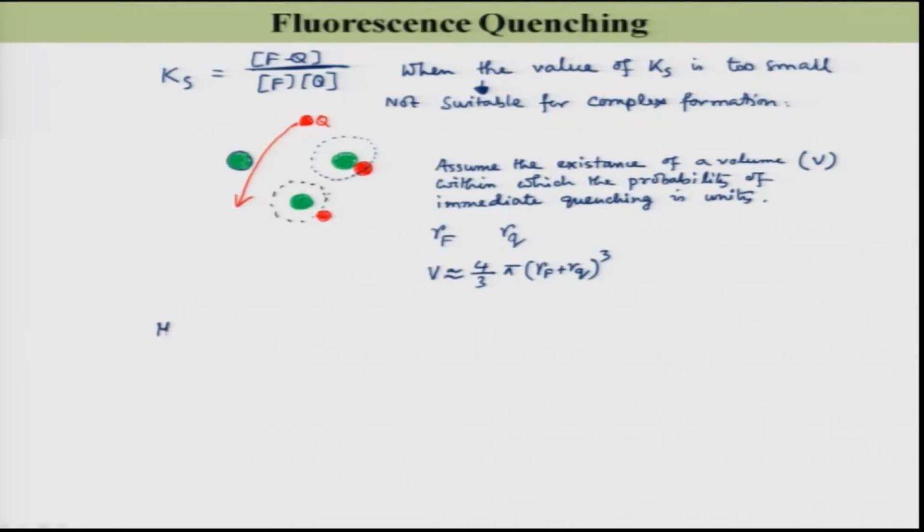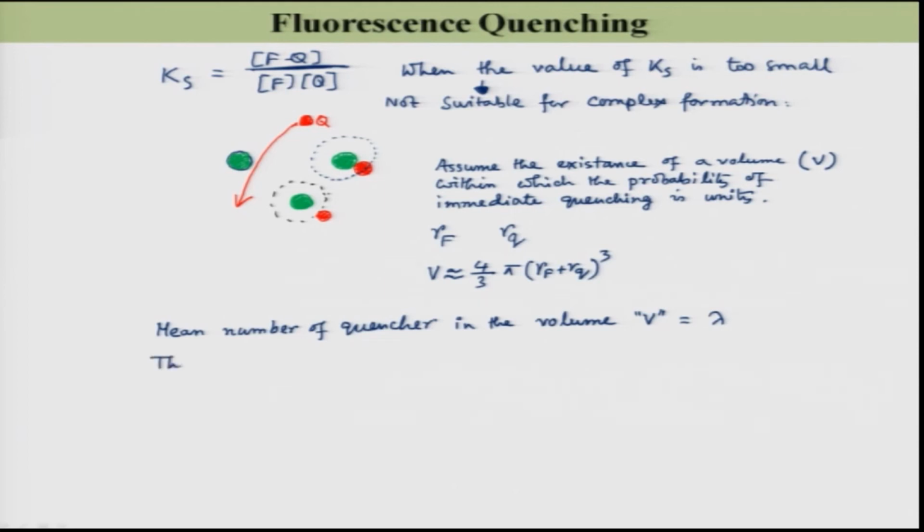So, I will define here the mean number of quenchers in the volume V, let us say I denote it as lambda, right. Obviously I can write this lambda later on in terms of the concentration, that I will do just after a few seconds.